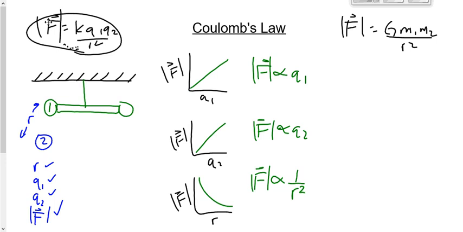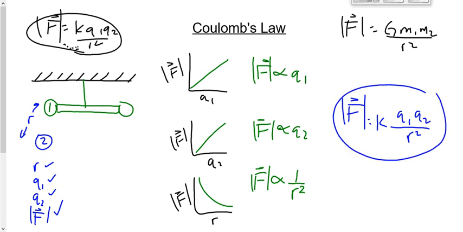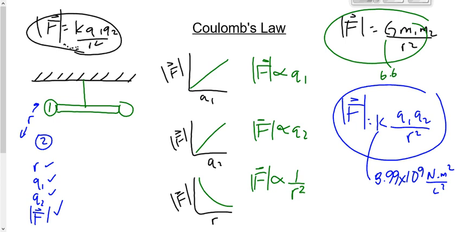Coulomb puts these together, and when he does, he ends up getting F is related to Q1, F is related to Q2, and F is related to 1 over r squared. If it's related to all those things, then it's got to be equal to a constant times those things. The constant being 8.99 times 10 to the 9 newton meter squared per coulomb squared, versus the constant in gravity, which was 6.67 times 10 to the minus 11 newton meter squared per kilogram squared.